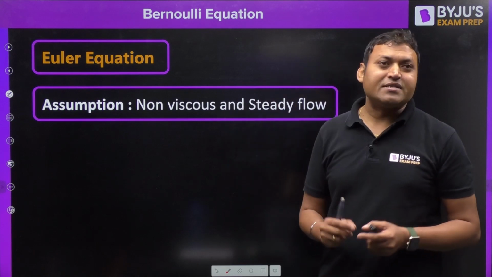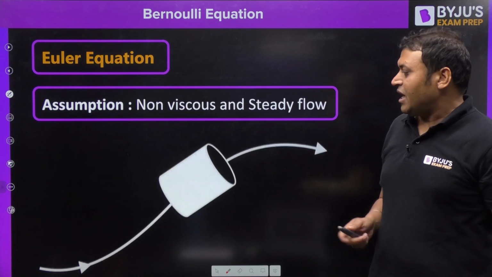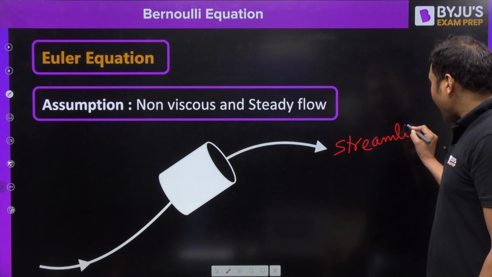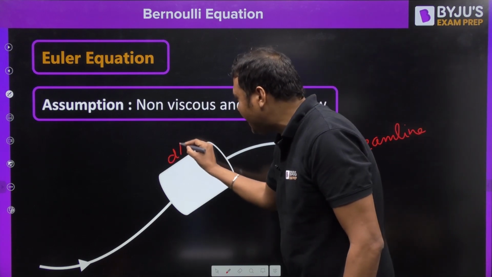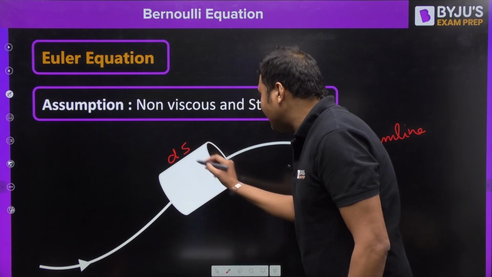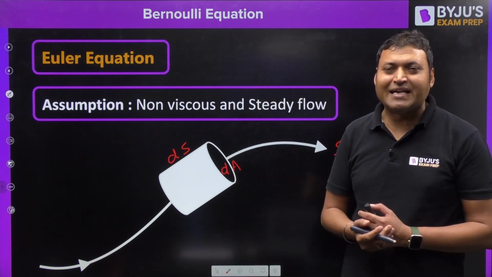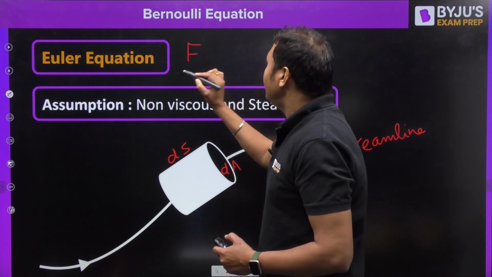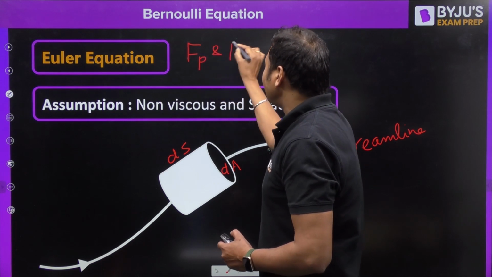With these two assumptions, we analyze the fluid flowing along a streamline. For our analysis, we take a cylindrical fluid element of length ds and area dA along the streamline, that is dA by ds. The two forces which we are supposed to consider in this analysis are the pressure force and the gravity force.